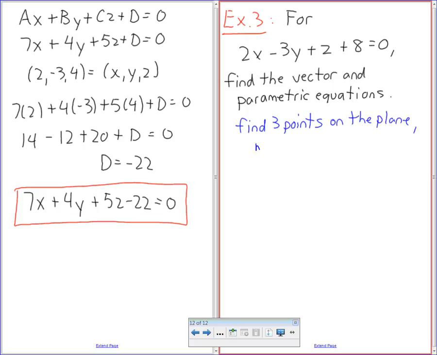Then you're going to make 2 direction vectors. Now here's the difficulty. It's impossible for everyone in the class to use the same points, okay? Because literally on a plane there will be an infinite number of points. All right, so I'm going to pick on Nate first.